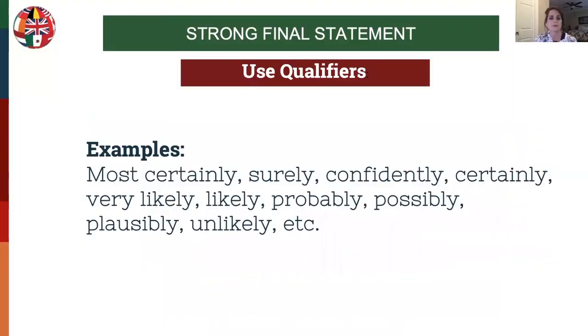Here's some examples of qualifiers. Most certainly, surely, confidently, certainly, very likely, likely, probably, possibly, plausibly, and unlikely, just to name a few. You can find more details about these examples in Elizabeth Shown Mills, Evidence Explained, pages 19 and 20.